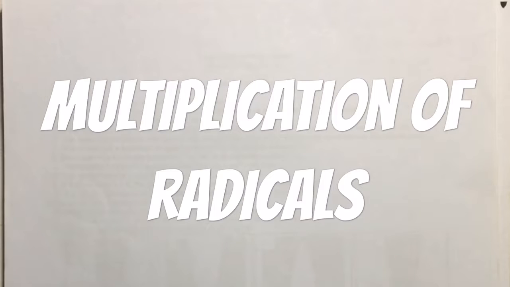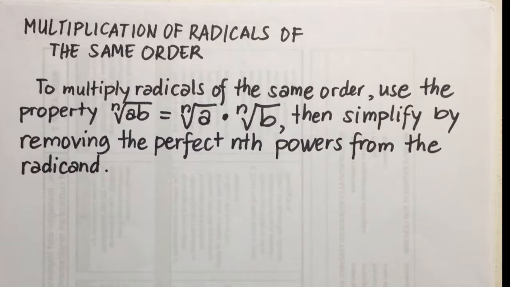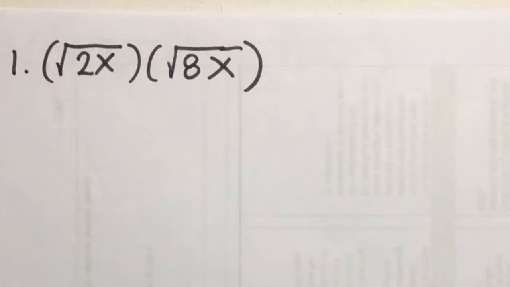Hi guys! In this video, I'm going to discuss multiplication of radicals. The first one is multiplication of radicals of the same order or same index. To multiply radicals of the same order, use the property nth root of AB equals nth root of A times nth root of B, then simplify by removing the perfect nth powers from the radicand.